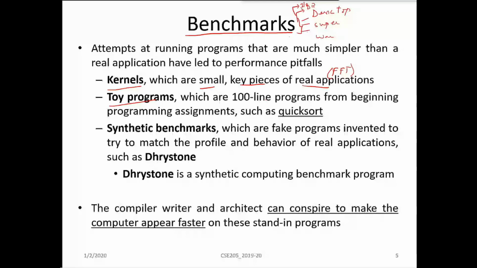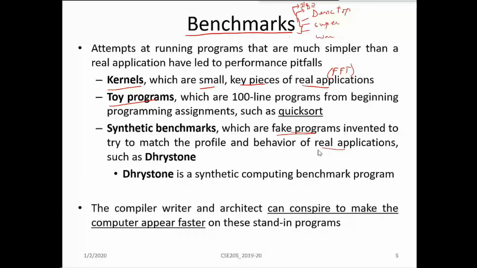Others are synthetic benchmarks, which are fake programs invented to match the profile and behavior of real applications. Some fake programs will be designed, and those fake programs are executed on the processor. Dhrystone is one type of such benchmark. So you have plenty of benchmarks. Whatever kind of applications or classes of computers we choose, accordingly the benchmark has to be delivered.